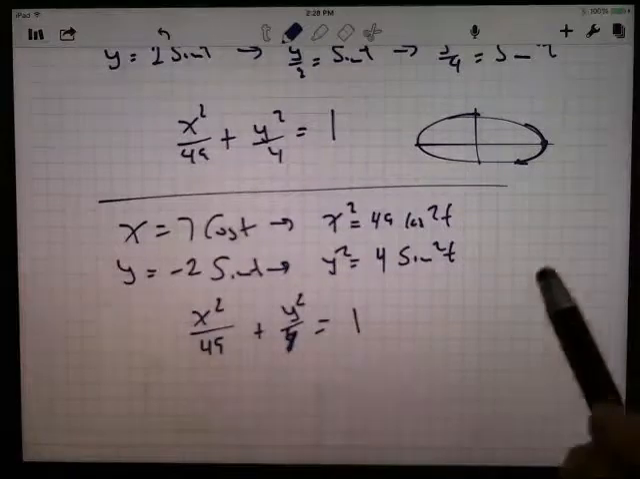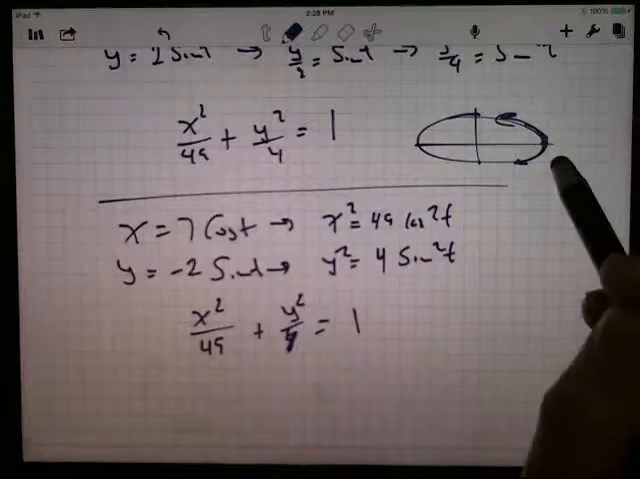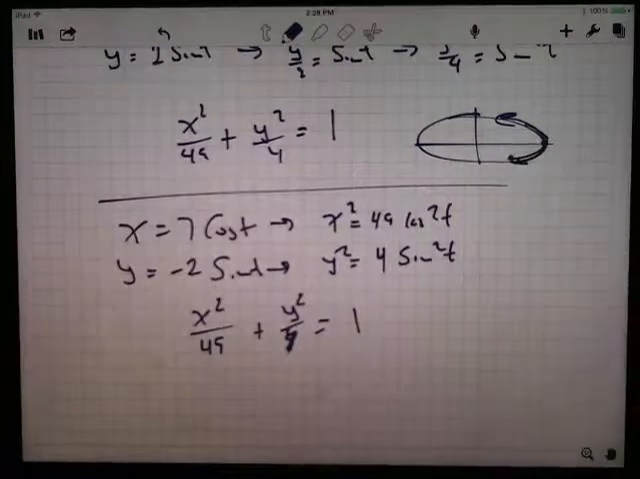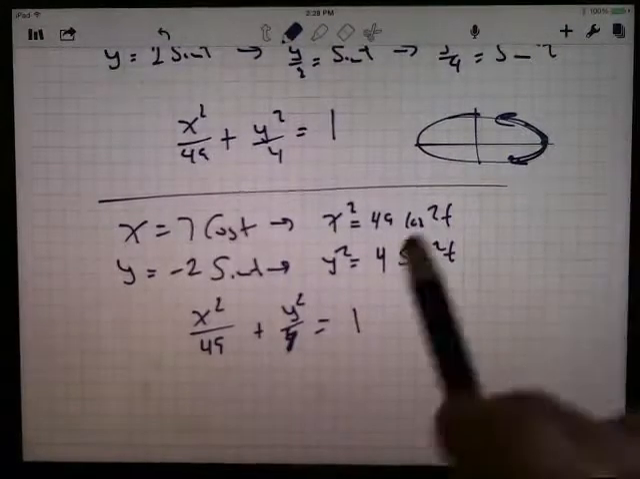It certainly does make a difference whether you're traveling around the ellipse in a clockwise or a counterclockwise fashion. I think I said those backwards. That's counterclockwise and this is clockwise.